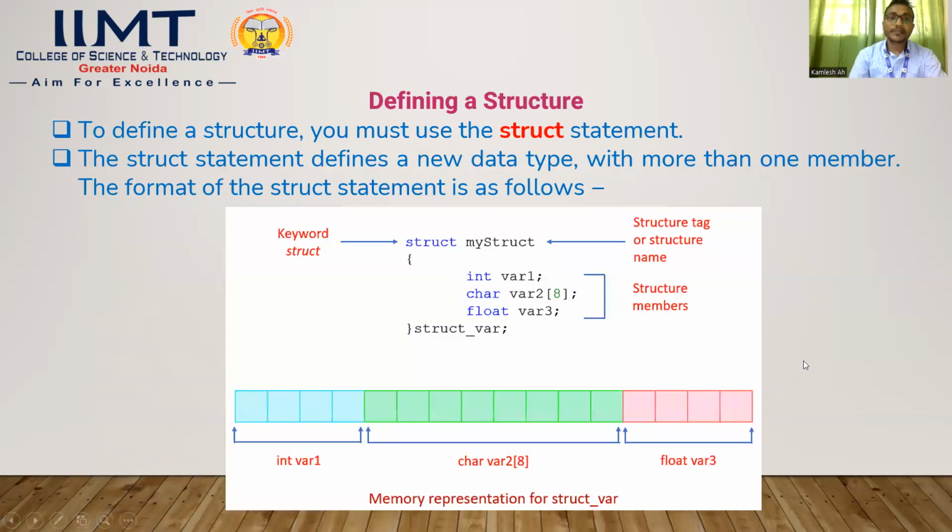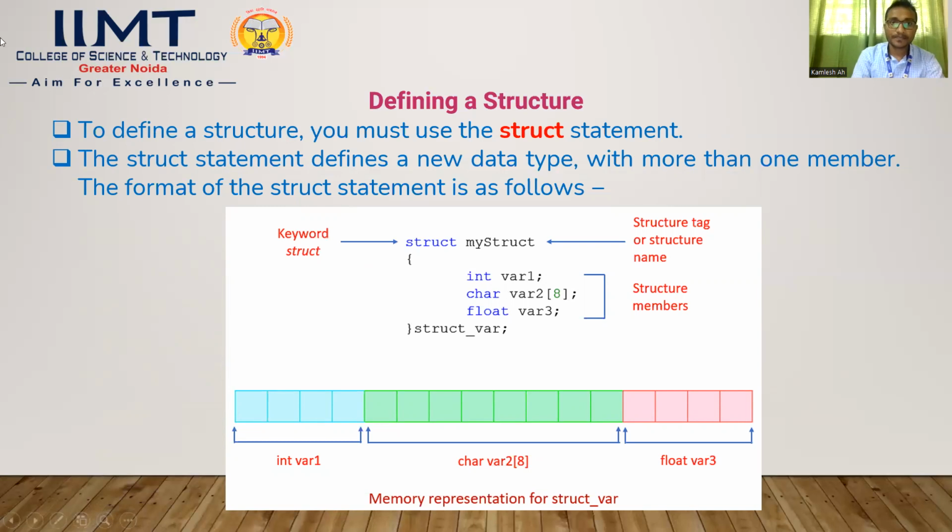Defining a structure. This is the body of a structure. How do we define a structure in C programming language? To define a structure, you must use the struct statement. Struct is a keyword. The struct statement defines a new data type with more than one member. The format of the struct statement is as follows.